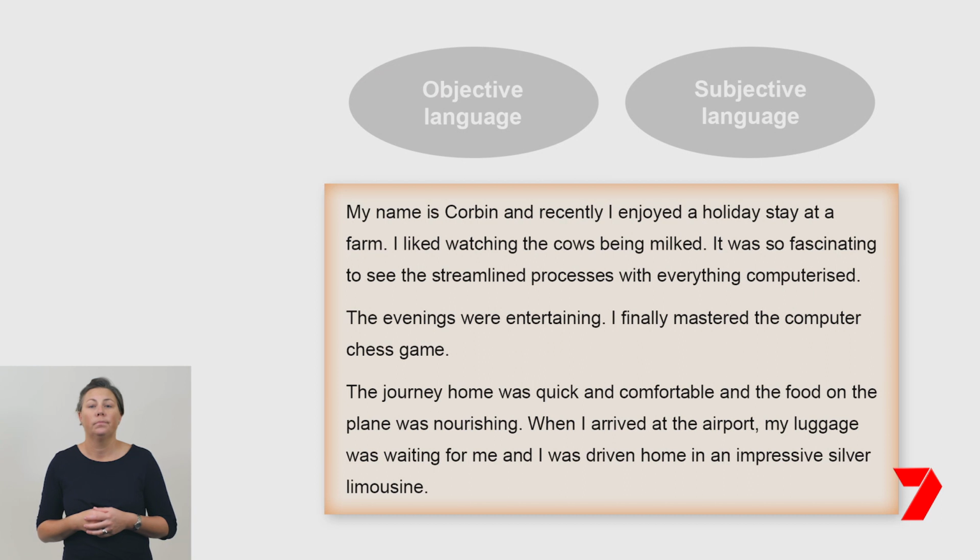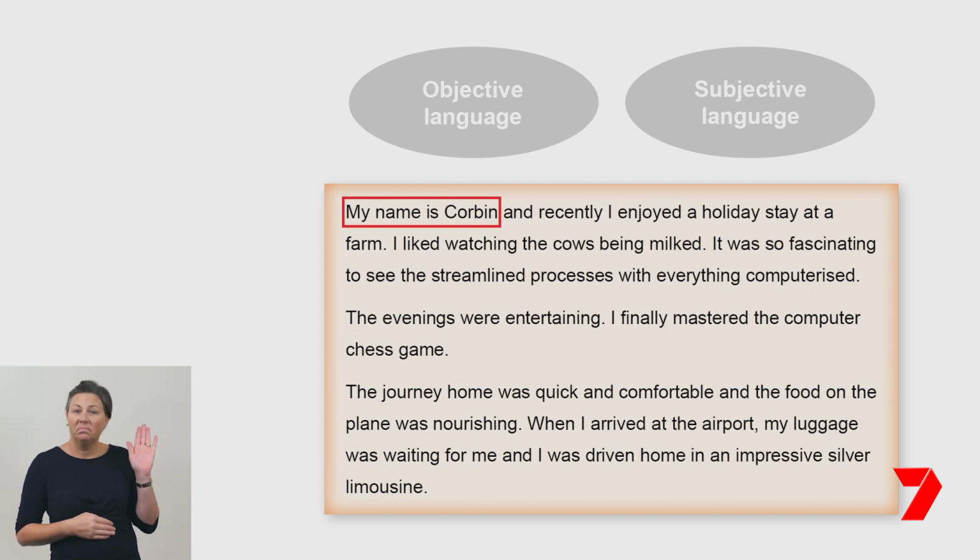Let's see if we understand the difference between subjective and objective language. We are going to take a closer look at some of the language used in Corbin's personal recount and decide if they are examples of subjective language or objective language. Are you ready for the first one? All right. The first example is, "My name is Corbin." Is this an example of objective language or subjective language?